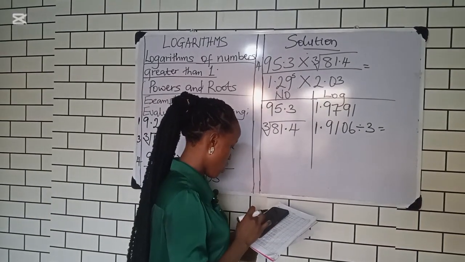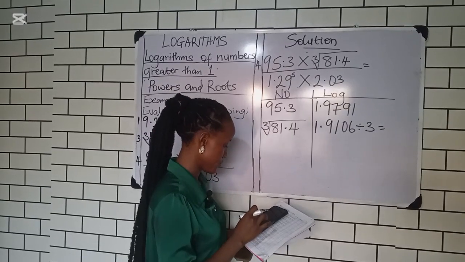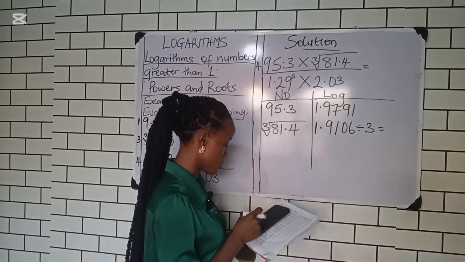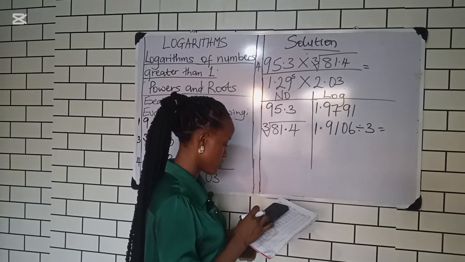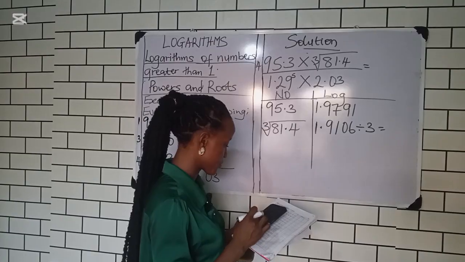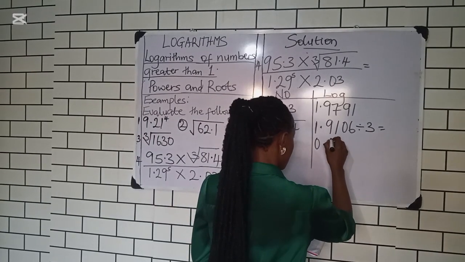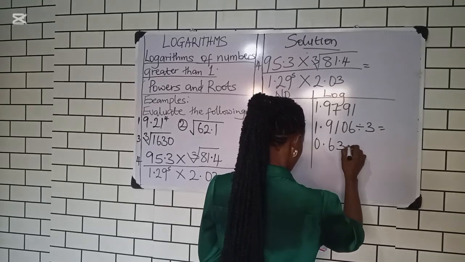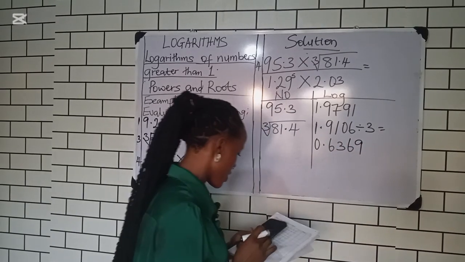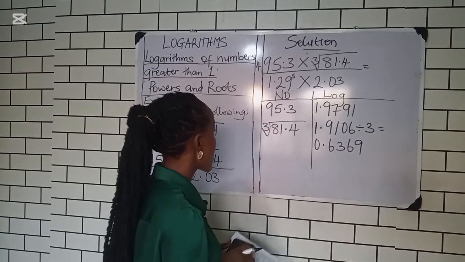Have our 1.9106 divided by 3. You give us 0.6369 approximated. Now we have 0.6369.